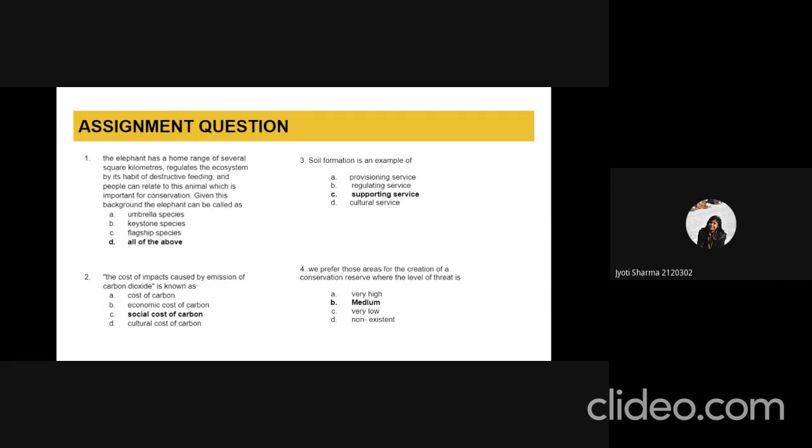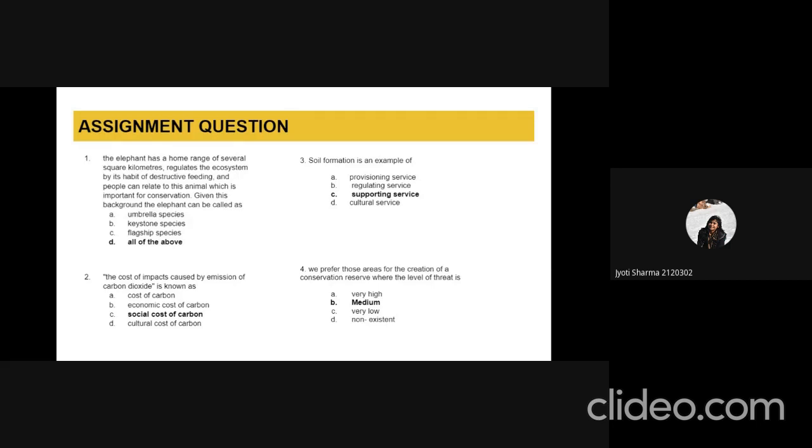Why is it social cost? It may affect our health. Okay, and if it is impacting our health, we have to go to the hospital. We may have some diseases, we have to treat them, and we have to spend some money on it. So whatever money we have to spend because of the social impact due to this carbon dioxide, that's why this is the social cost of carbon.